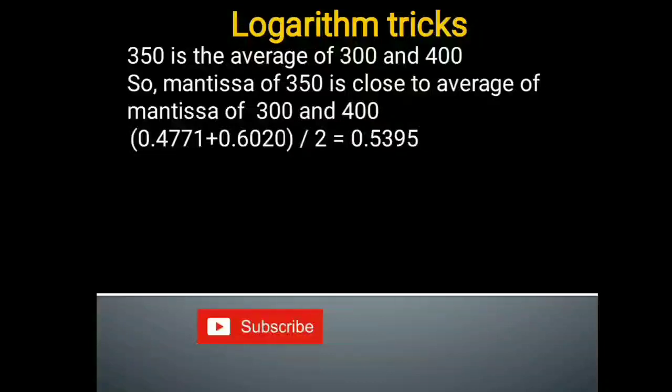So no need to see the log table to get the mantissa of 350 now. 350 is the average of 300 and 400. So you take the mantissa value of 300 and 400, find out the average. So then what will be the log value of 350? Mantissa we know and characteristic we know. So first keep the characteristic, after that put a decimal point, later the mantissa.